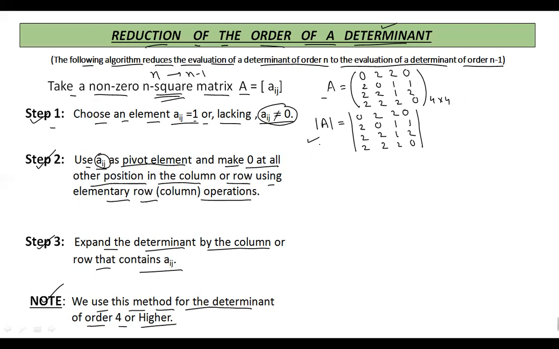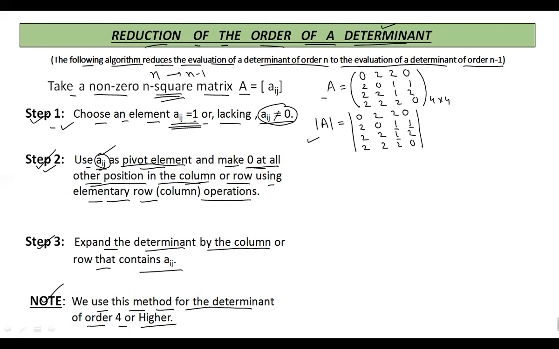Now see that if we try to expand this determinant with respect to any row or column, then we will get 2, 3 or 4 numbers of 3 order determinants. And again we must solve them, which is a very lengthy way. To make this lengthy procedure short, we now use our algorithm. The first step is to choose an element Aij equal to 1. See, in our determinant we have 3 ones. You can choose any. Step 2. Use Aij as a pivot element and make 0 at all other positions in the row or column containing this Aij using elementary row or column operations.